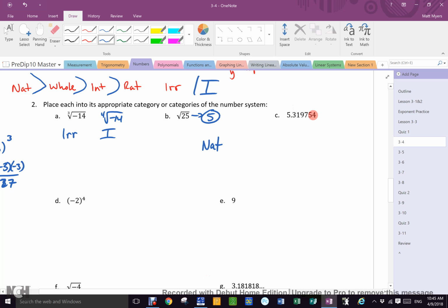What about that number? It's irrational. Is it? No, it's not. It's rational. Why is it rational? Because it stops. Because it ends. It terminates. It ends at the 4, because that is really 5 and 319,754 millionths.